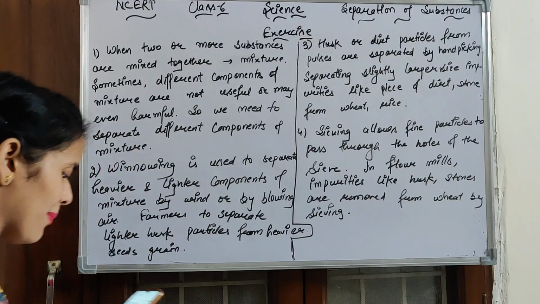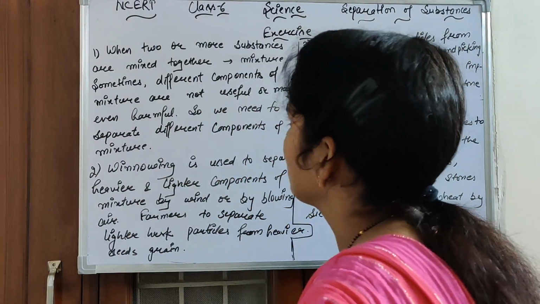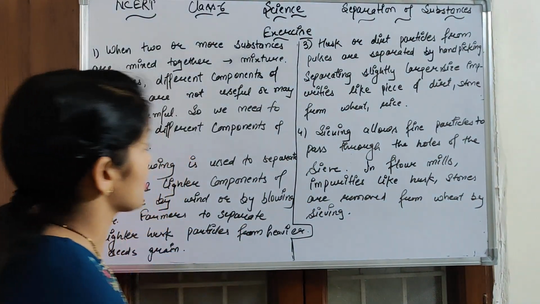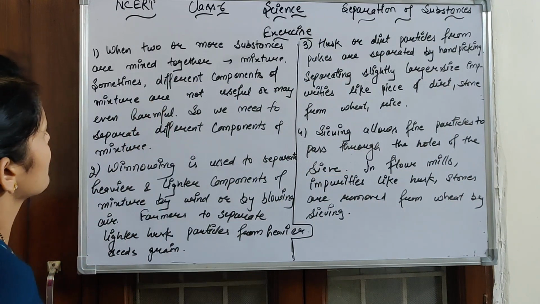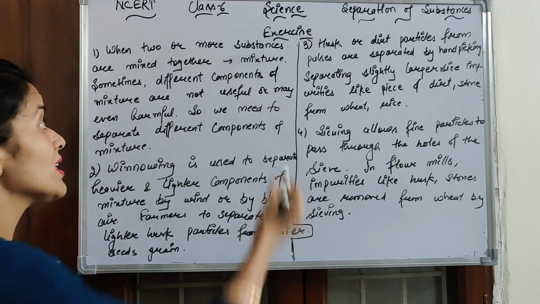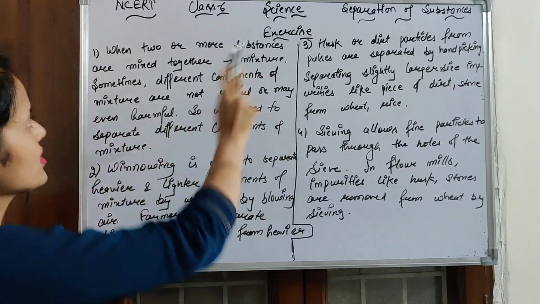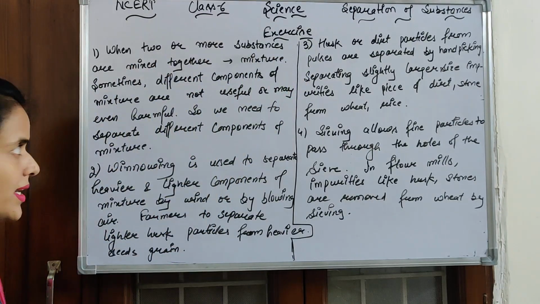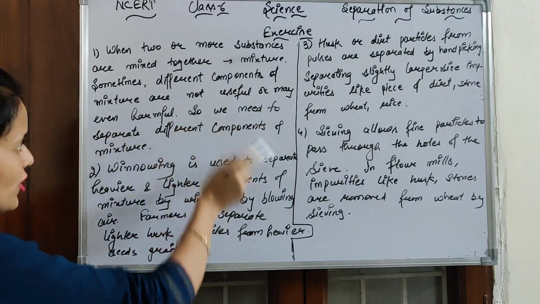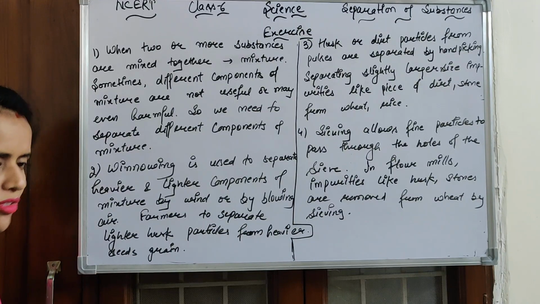Why do we need to separate different components of a mixture? Give two examples. Firstly, we have to describe what a mixture is. When two or more substances are mixed together, it is known as a mixture. Sometimes different components of a mixture are not useful or may even be harmful, so we need to separate them.